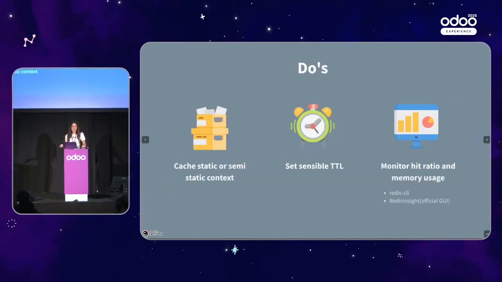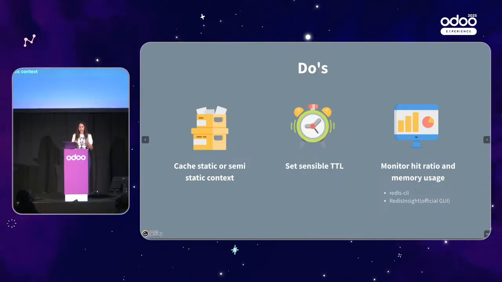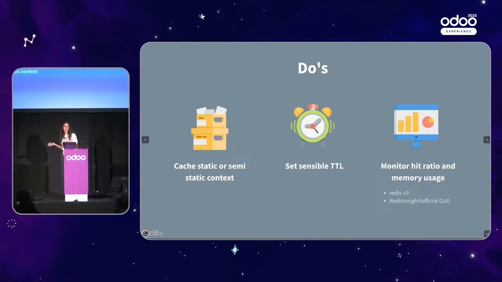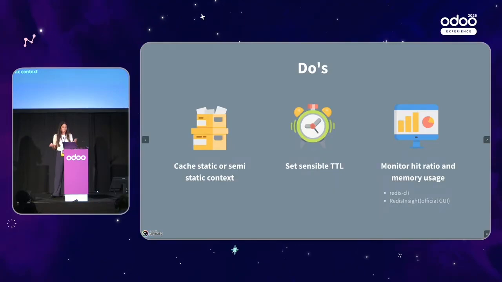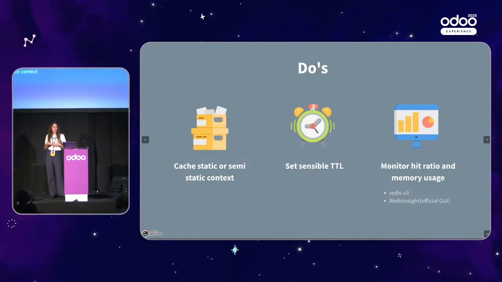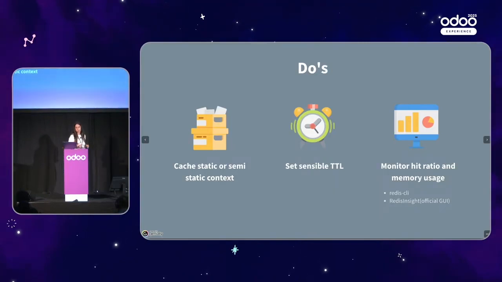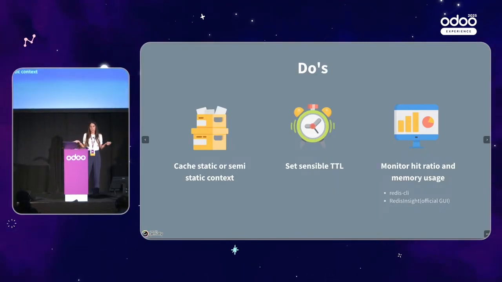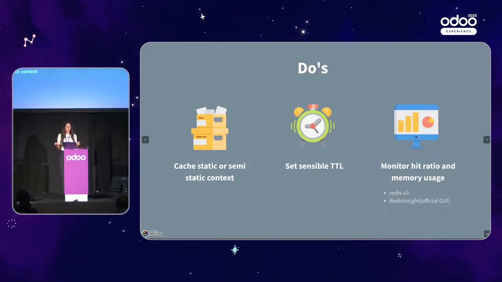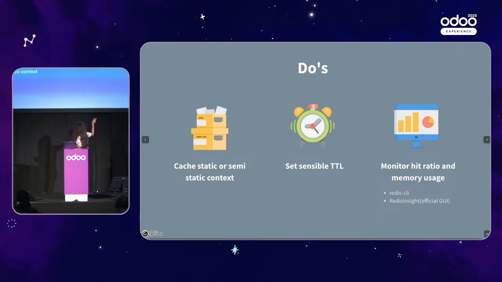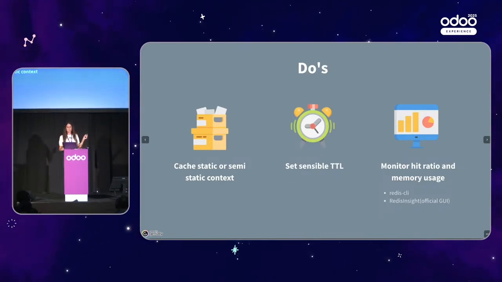Now, if you find this interesting and would like to apply it to your projects, we recommend the things that worked best for us, which was always caching static or semi-static data. Also, setting sensible TTLs, or automatic expiration times, and always monitoring your cache hit ratio and your memory usage. You can use Redis CLI or Redis Insight for that, which is the official Redis GUI.